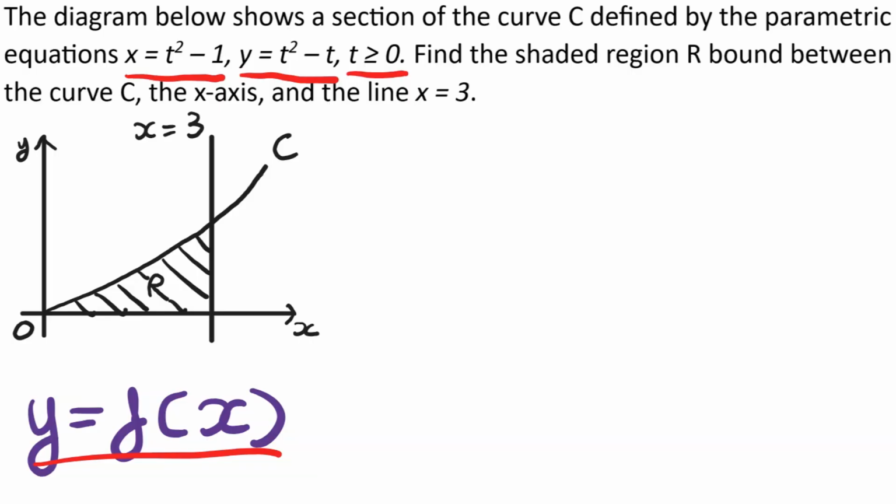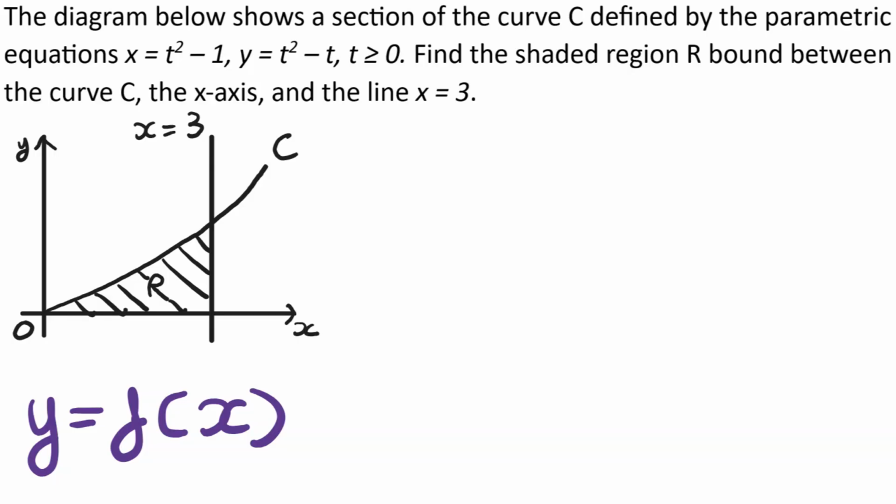And we need to find the shaded region R that is bound between the curve C, the x-axis, and the line x is equal to 3. So R is this region here. Questions on parametric integration will always be revolved around area. So what's the difference between this question and the other area questions we've tackled so far in integration?